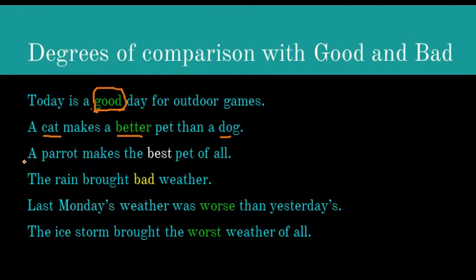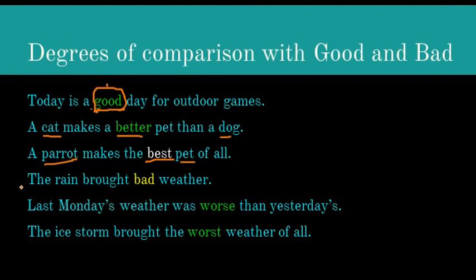Next example, a parrot makes the best pet of all. In this sentence, speaker is using best, and best is the superlative form of good. As I have mentioned before, good has irregular form of comparison. Best is the superlative form of good. We are not adding est to create superlative degree. Whole new word is used. So in this sentence, speaker is comparing parrots with all possible options of pet.